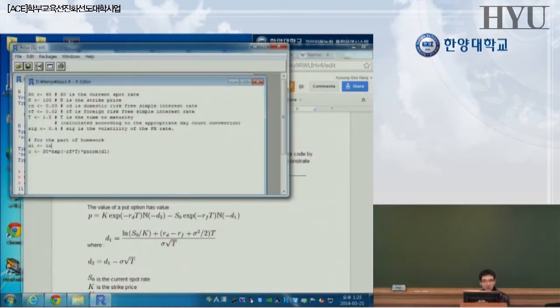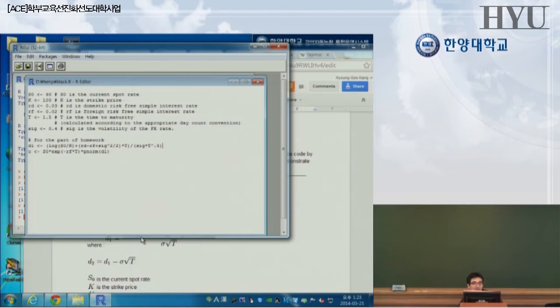So d1 is log, ln is log, okay. Log of S0 divided by K plus (RD minus RF plus sigma squared divided by 2) multiplied by T, and divide this entire thing with sigma times T to the 0.5. So our homework is basically done. So next we have to run this program. Okay, how to run this program?